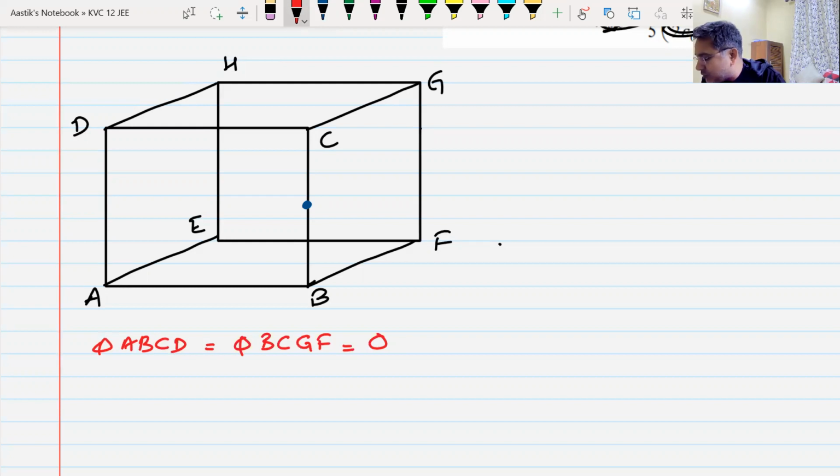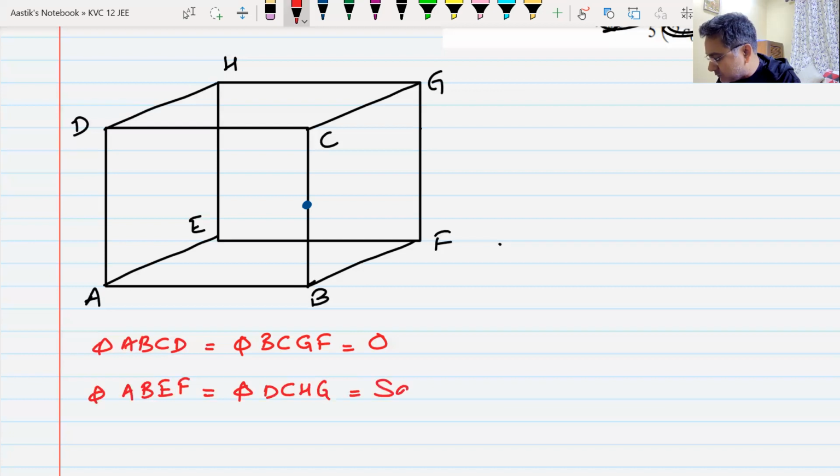But there are two more remaining. What are the two more that are remaining? The bottom and the top, the flux is same. Let me name it so that everyone understands. The bottom one is ABFE, and its flux will be equal to the flux through DCHG. Two more are remaining.